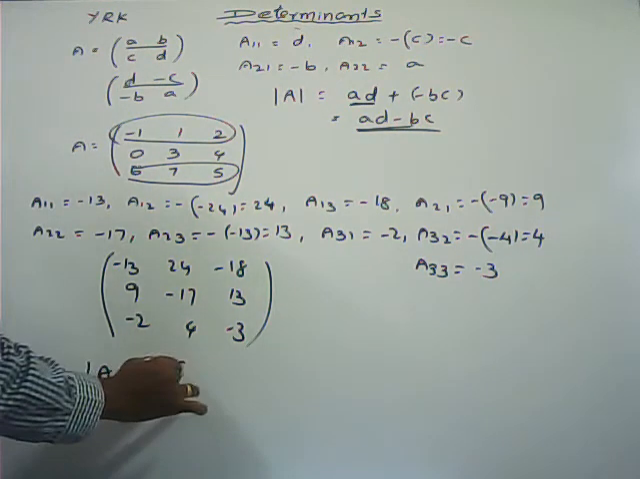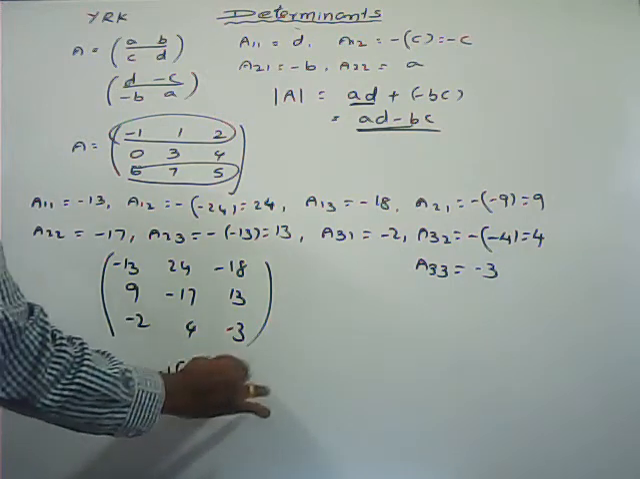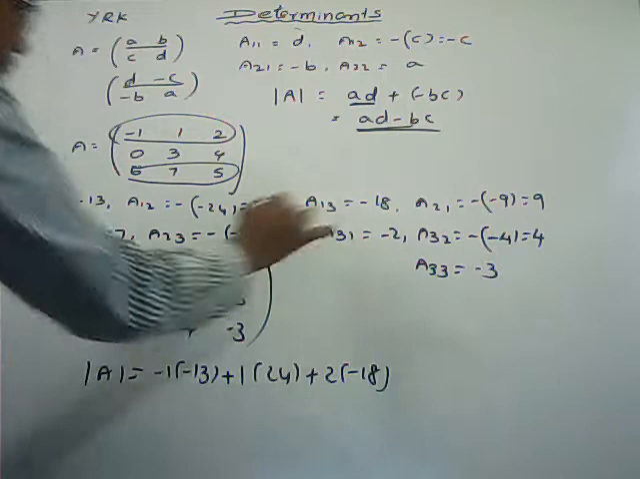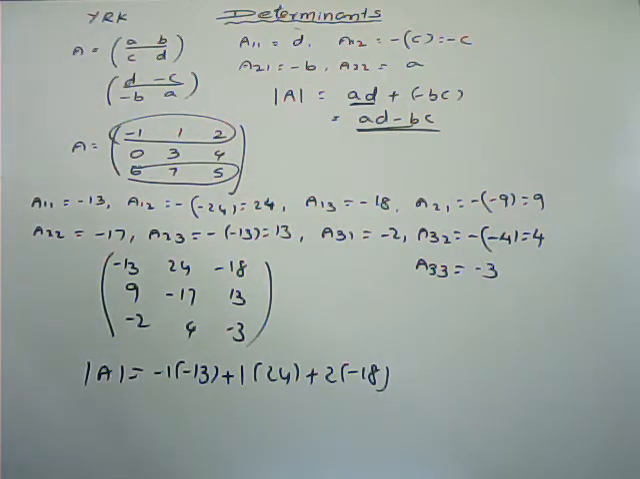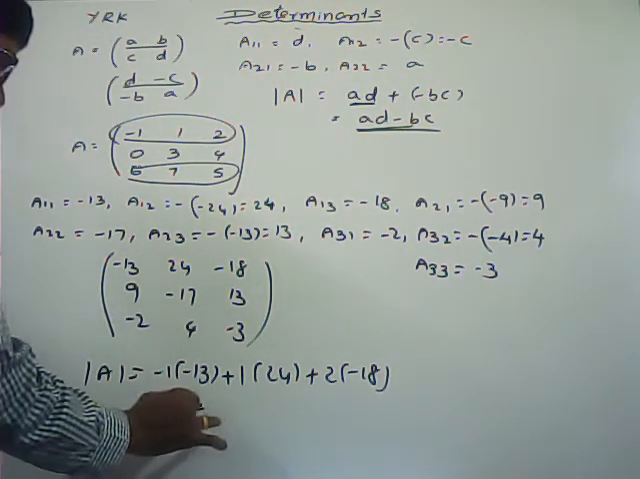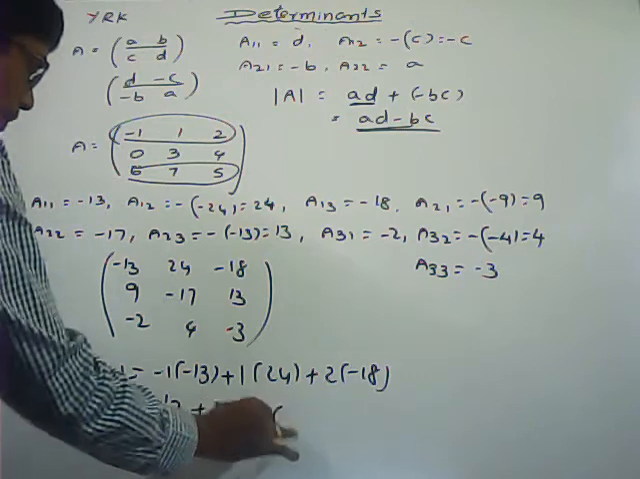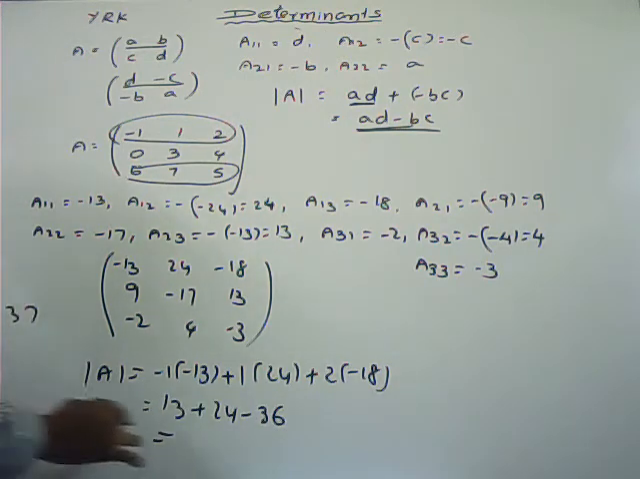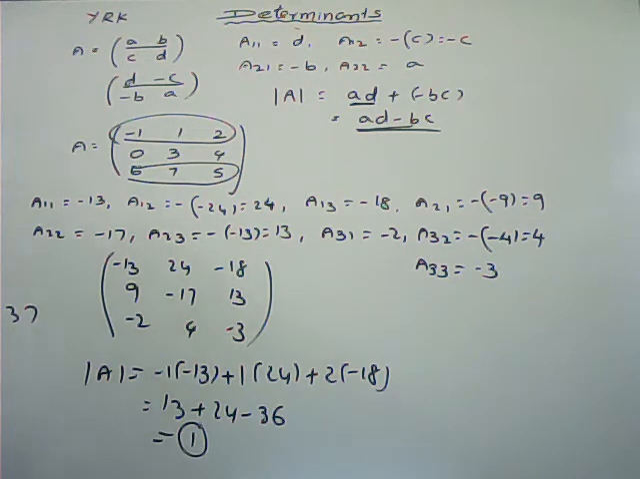The sum of the products of the elements of the first row with their corresponding cofactors: minus 1 into minus 13 plus 1 into 24 plus 2 into minus 18. How much are we getting here? 13 plus 24 minus 36. We are getting 1. That is the determinant of the 3 by 3 square matrix.